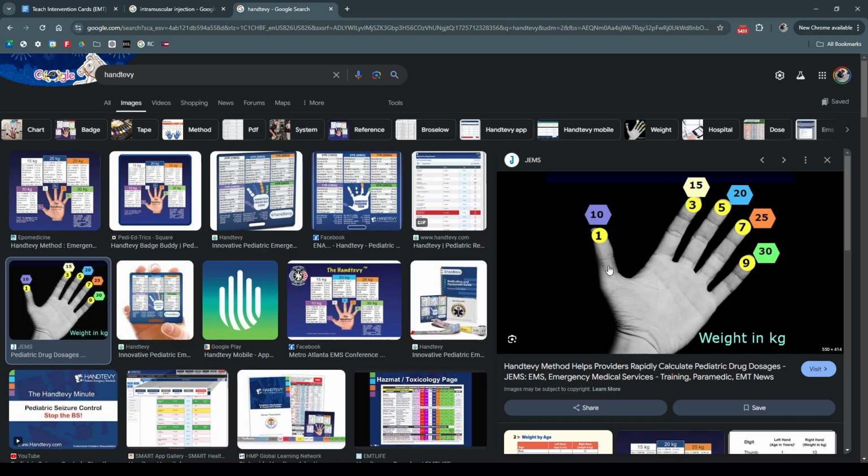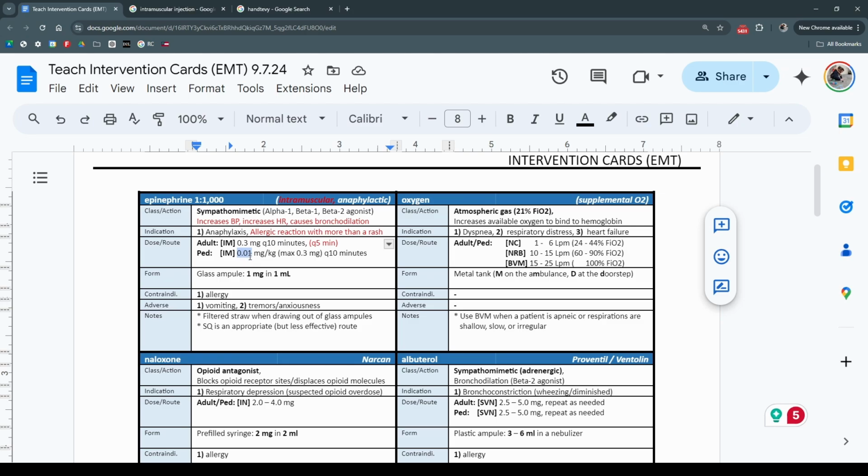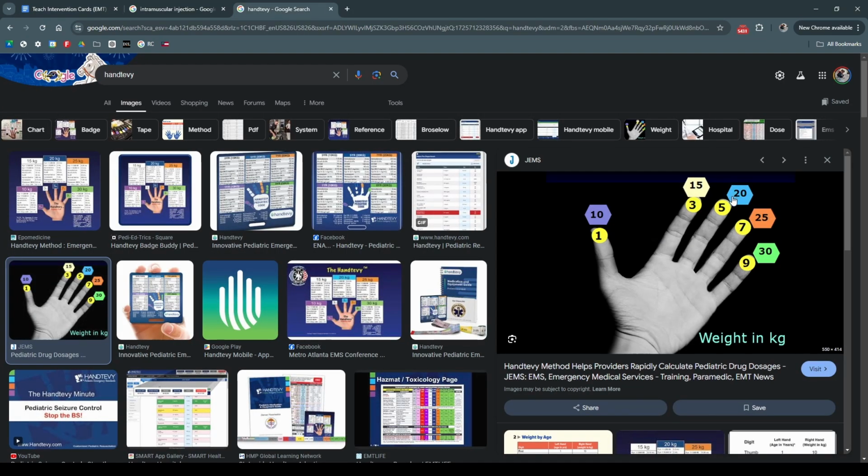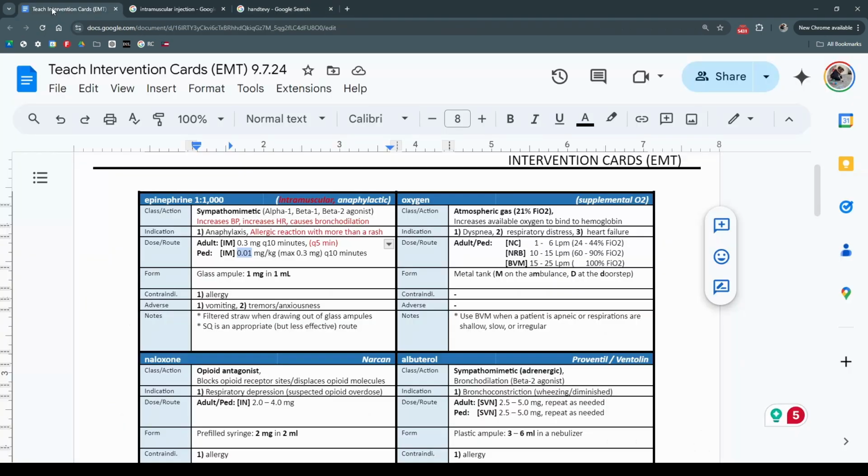And so if I have, let's say, a 5-year-old with an allergic reaction more than a rash, 1-year-old, 3-year-old, 5-year-old, 10 kilograms, 15 kilograms, he weighs 20 kilograms. Our dose is 0.01, so that would mean we need to move the decimal over 2 places. Oh, sorry, I'm going the wrong way. We would need to go not 2.0, but 0.2. So if I have a 20 kilogram child, I need to move the decimal over, and I would give 0.2 milligrams.